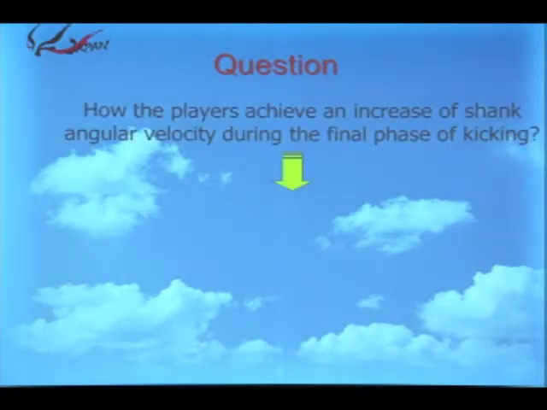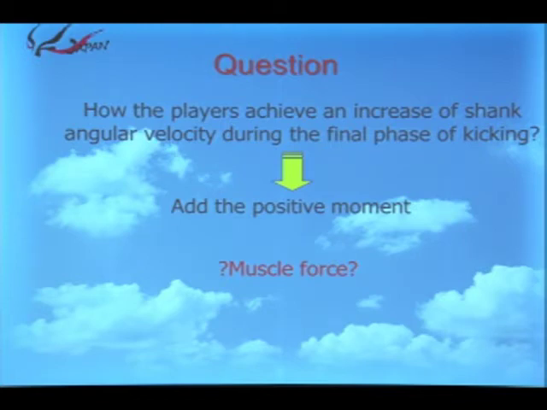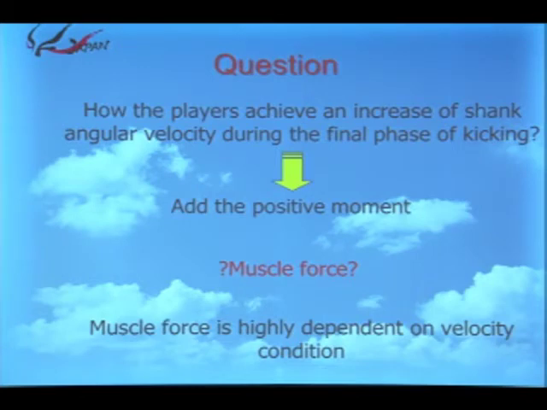So my question is, how would the player achieve an increase of chunk angular velocity during the final phase of kicking? It's a simple theory. Theoretically, add positive moment during that phase, but we have to use muscle forces. But as you know, the muscle force is highly dependent on its velocity conditions. Probably, when the player swings the leg, the chunk would be exposed to a high angular velocity condition. It may be very difficult to exert positive moment in the phase.